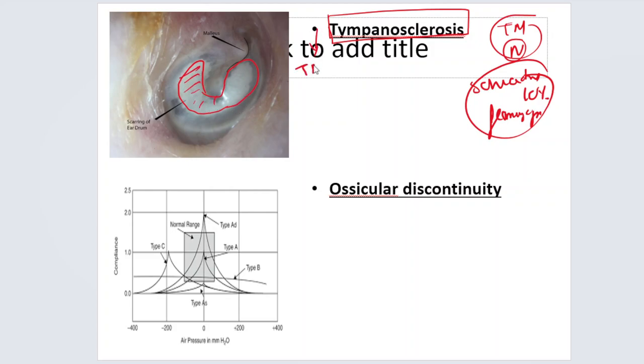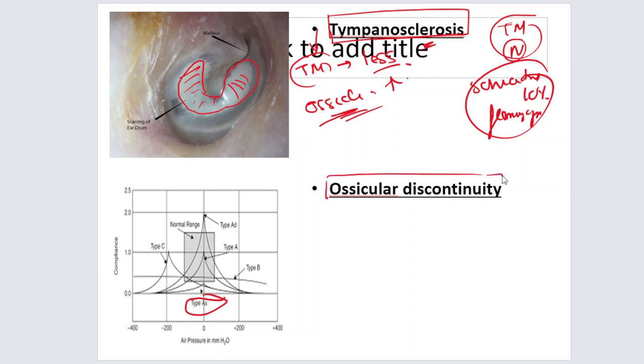In tympanosclerosis, if it's involving only the tympanic membrane, very little hearing loss will be there. But if it is involving the ossicles, the hearing loss is greater. You will probably be seeing even an As type of curve in tympanosclerosis if it's involving the ossicles and the stapes. But basically, you can see this white patch, which differentiates it from otosclerosis.